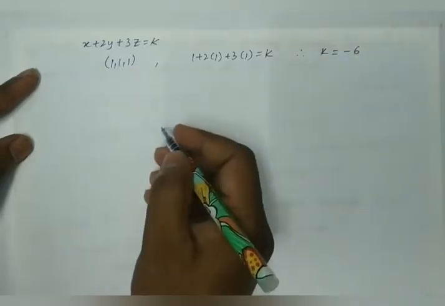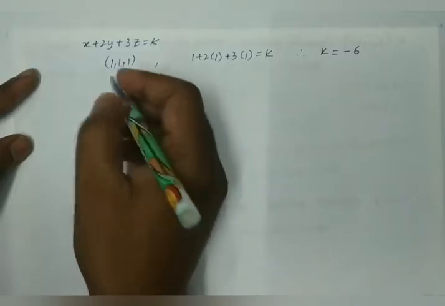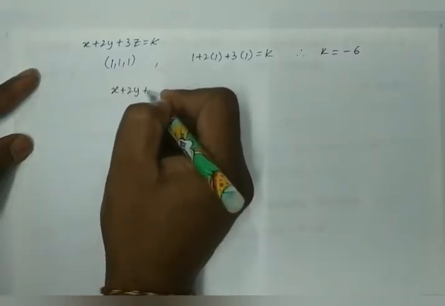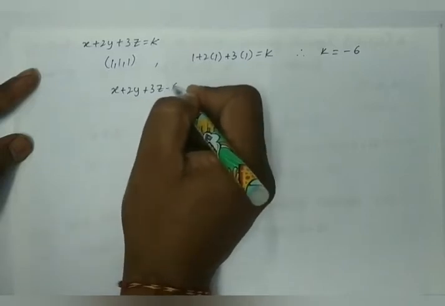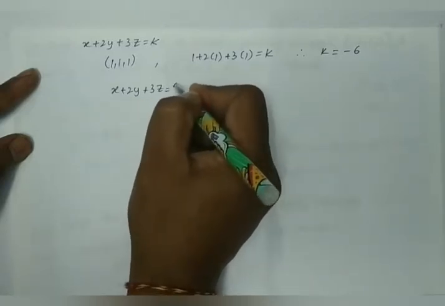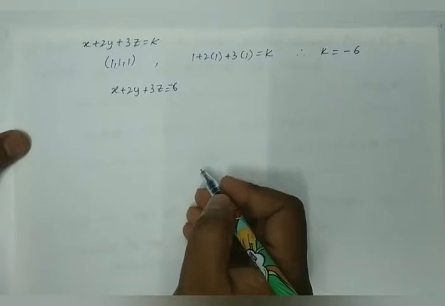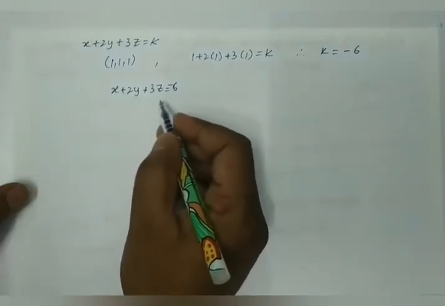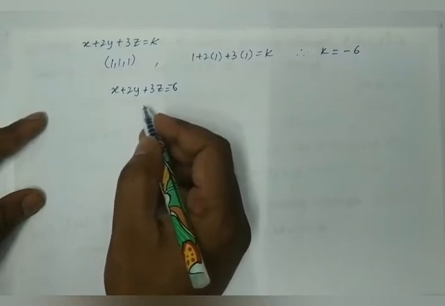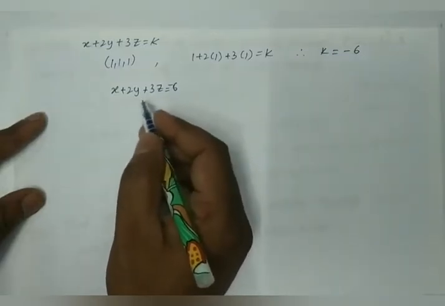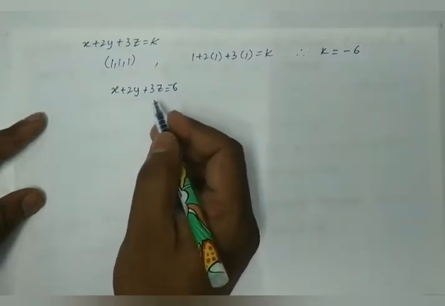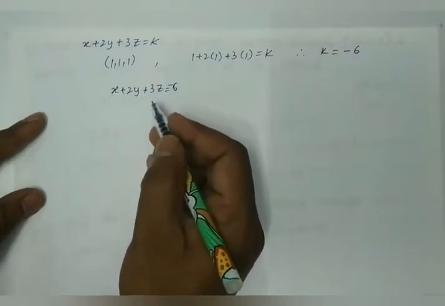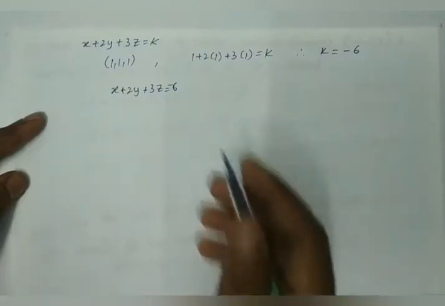Therefore the equation of the required plane will be x plus 2y plus 3z minus 6 is equal to minus 6. So this is the required equation of a plane. That means this is the equation of a plane passing through the point (1, 1, 1) and parallel to the plane x plus 2y plus 3z minus 7 is equal to 0.